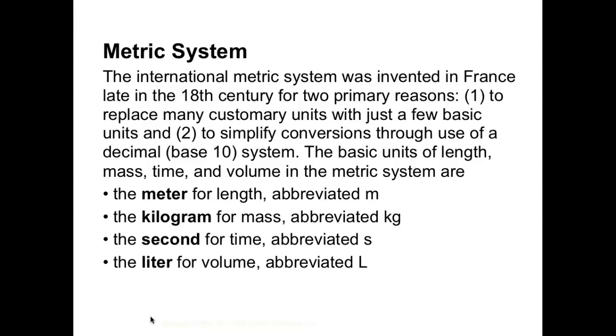So the basic units of length, mass, time, and volume are the following. You got the meter, that's your basic unit of length. Your kilogram, it's abbreviated kg for mass. The second for time, abbreviated with an s, and the liter for volume, abbreviated with a capital L. I would just make sure you write down these 4 basic metric units and their abbreviations and know those. It is weird that it's the kilogram, though, and not the gram.